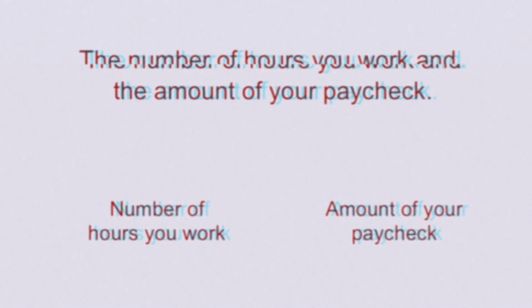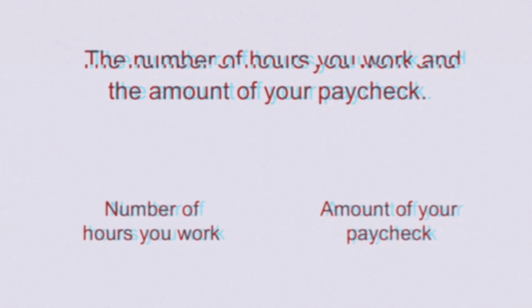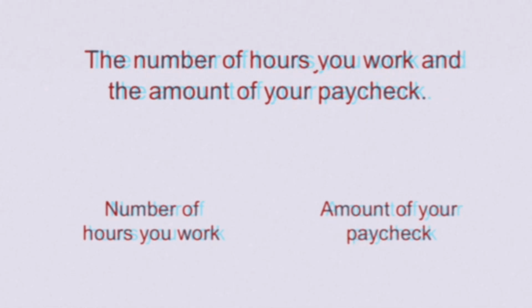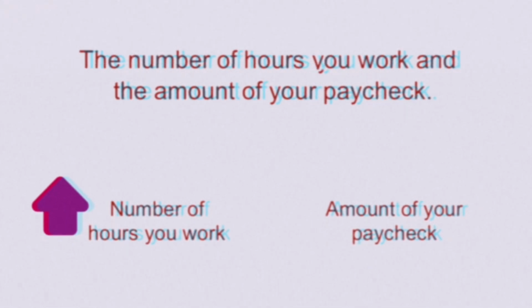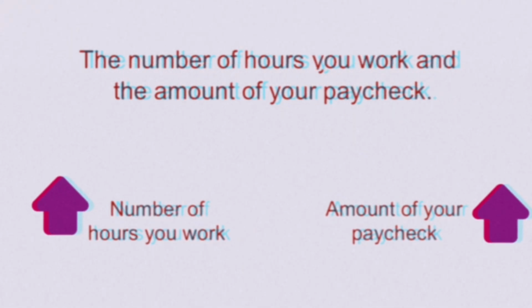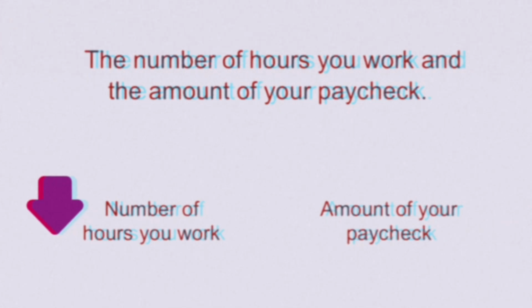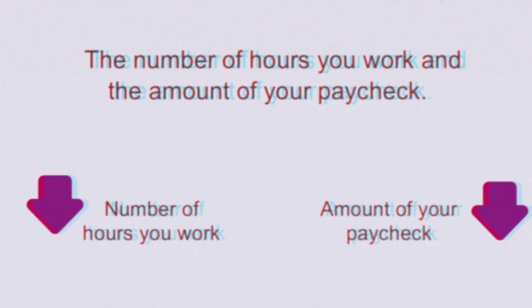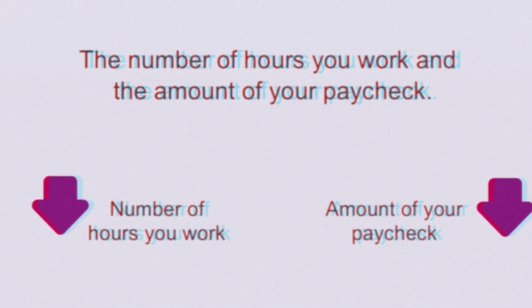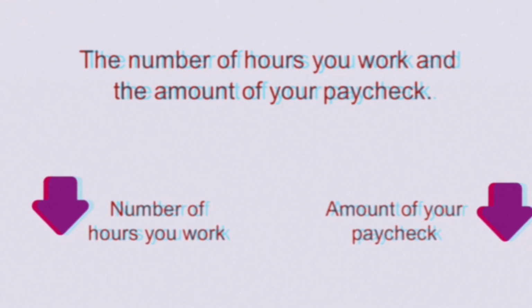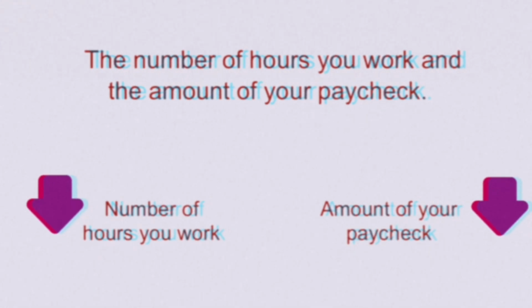The number of hours you work and the amount on your paycheck are directly proportional to each other, which means that if you work more hours, then you get more money. On the other hand, if you work less hours, then you get less on your paycheck. So again, the number of hours you work is directly proportional to the amount of your paycheck. Now let's take another example.